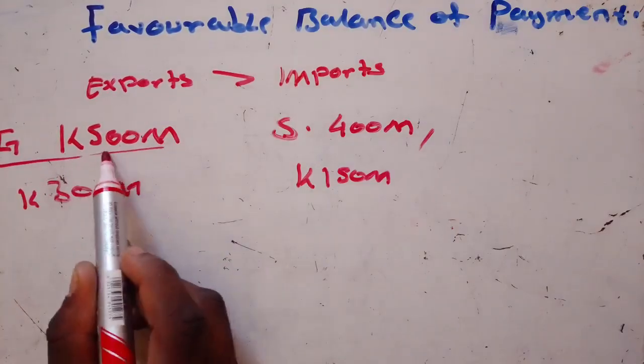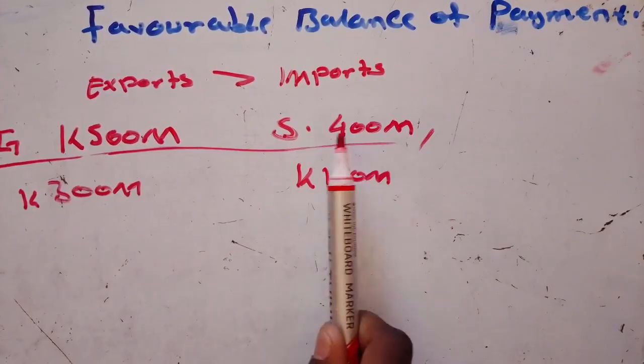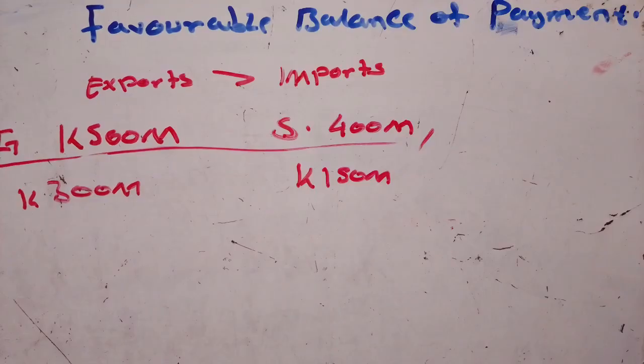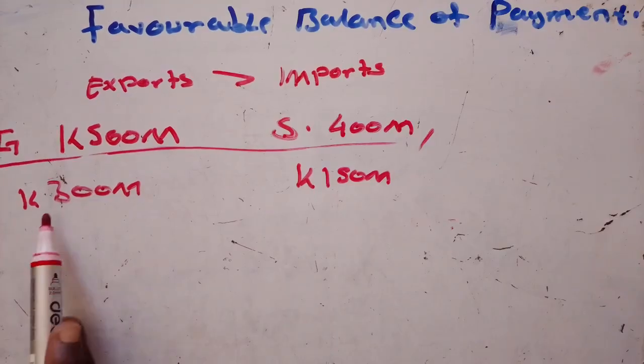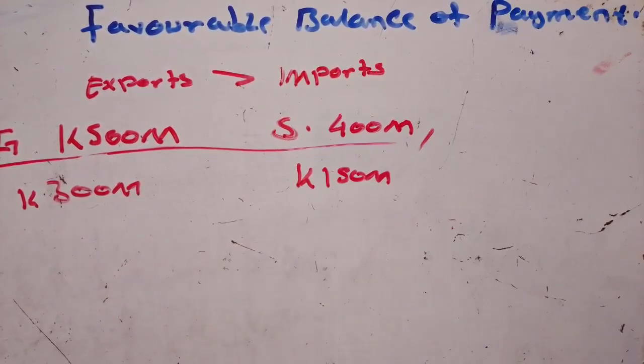So we have Zambia, which exported goods worth 500 million and services worth 400 million, but the imports of goods cost 300 million and 150 million was the amount of money spent on the imported services. Okay, so we have been told to state whether this country called Zambia will have a favorable balance of payment or unfavorable balance of payment.